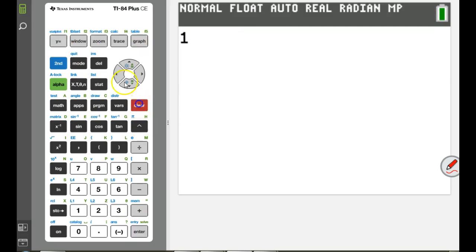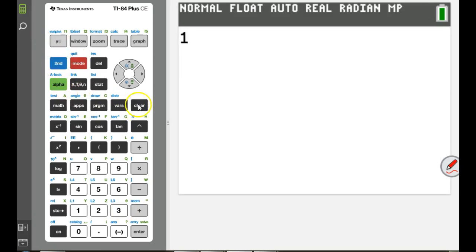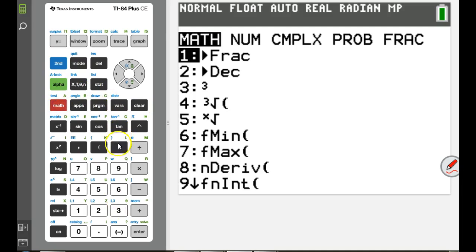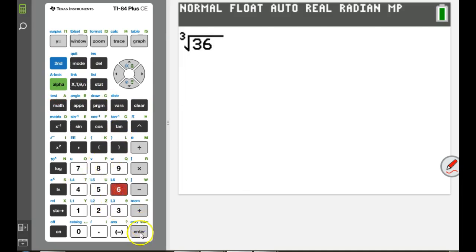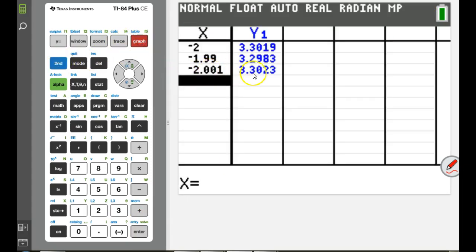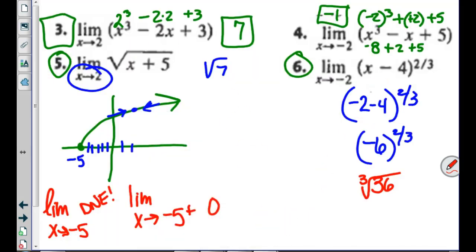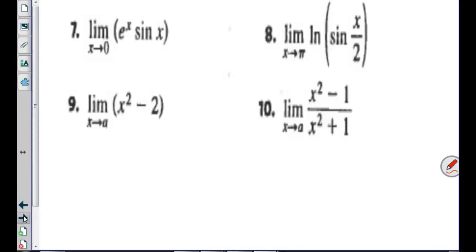What did I do? Trace. Oh, that was the y value we were getting at 2, right? Yeah, I can't put it in as an x value. Let's just check on the home screen. The cube root of 36 is 3.3019. Is that what we got here at -2? Yes? Okay. If we scroll up here and over, we get that same ugly decimal. All right. Won't be that complicated on the final.